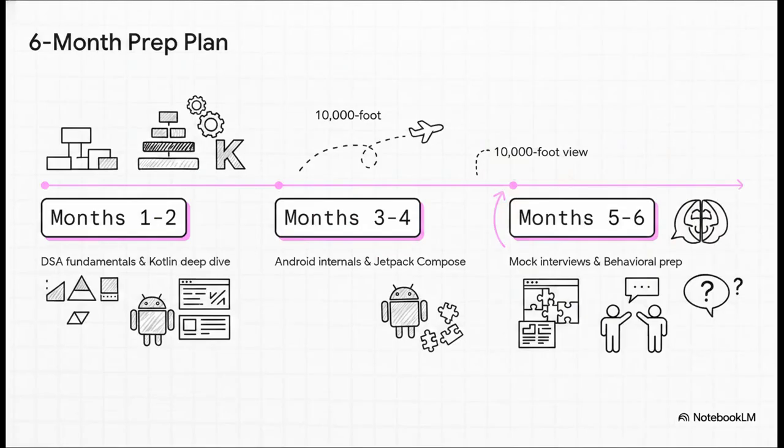Here's your 10,000-foot view of the 6-month study schedule we're following today. You can see the progression here. We start with data structures, algorithms, and Kotlin in month 1, shift gears into Android internals and Jetpack Compose by month 3, and finalize your prep with mock interviews and behavioral focus by month 5. Pacing it out like this completely prevents burnout and builds your skills in a really logical way.